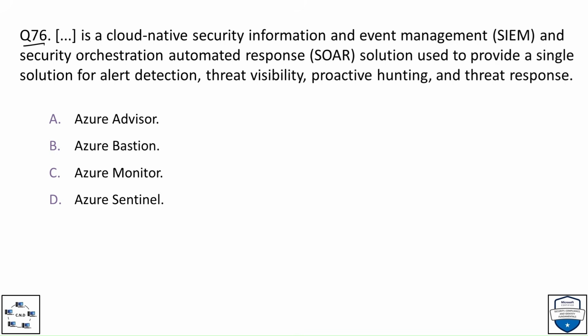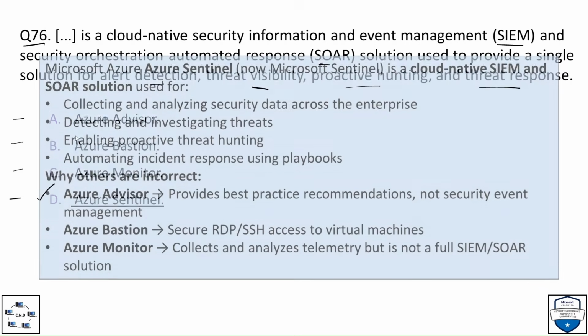Question number 76. Blank space is a cloud native security information and event management, that is SIEM, and security orchestration and automated response, that is SOAR, solution used to provide a single solution for alert detection, threat visibility, proactive hunting, and threat response. And the options are option A, Azure Advisor, option B, Azure Bastion, option C, Azure Monitor, and option D, Azure Sentinel. And the correct option is, so the SIEM and SOAR solution of Azure is Azure Sentinel.